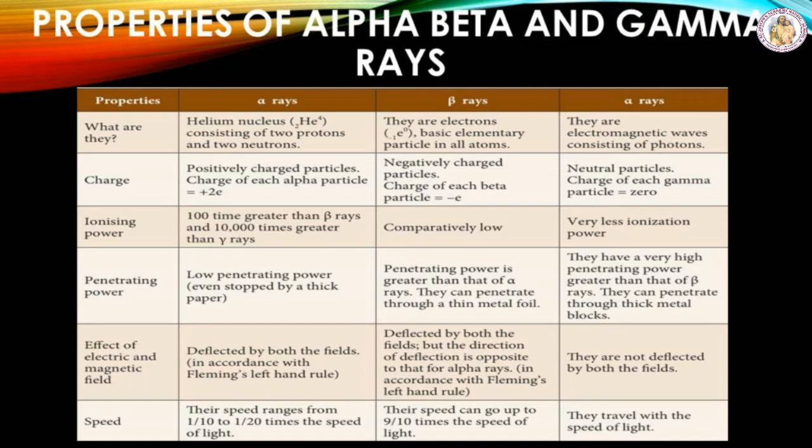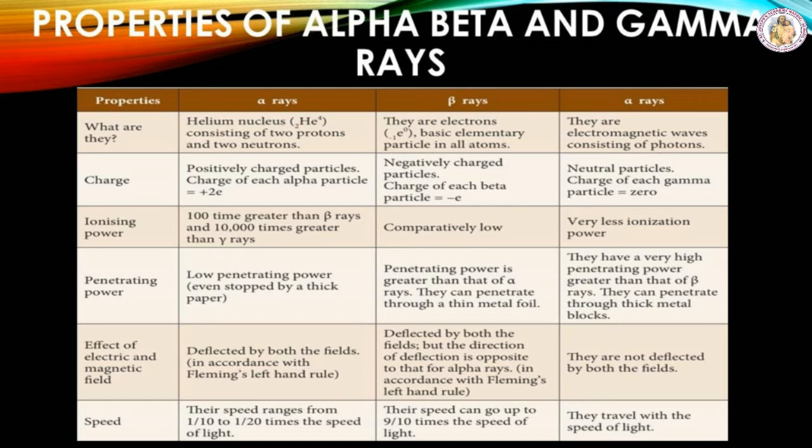Next, gamma rays. These have a very high penetrating power, greater than that of beta rays. They can penetrate through thick metal blocks. So gamma rays can penetrate even into metal blocks, so they have more penetrating power.